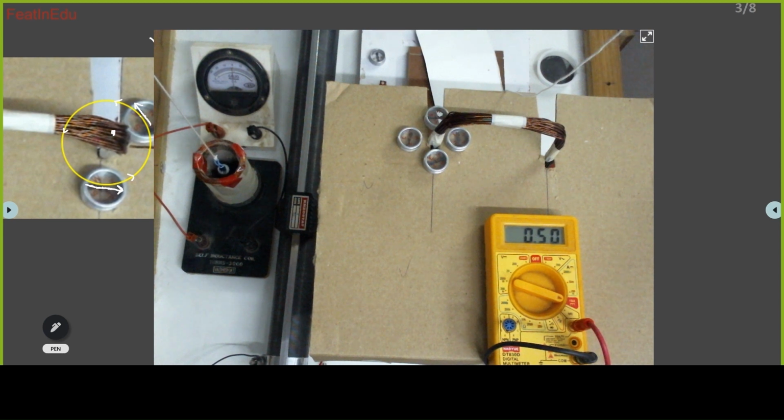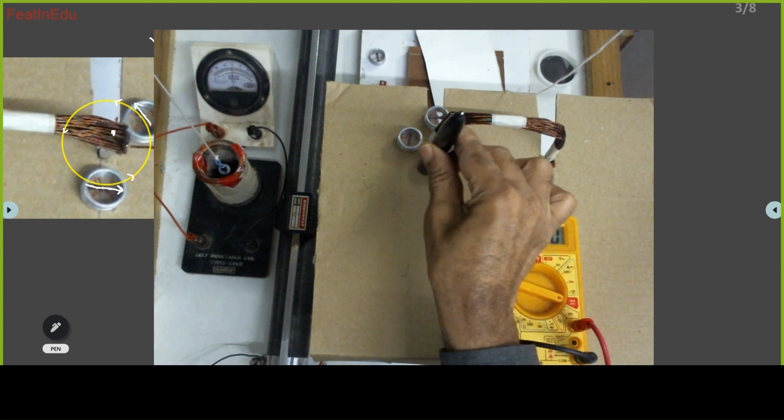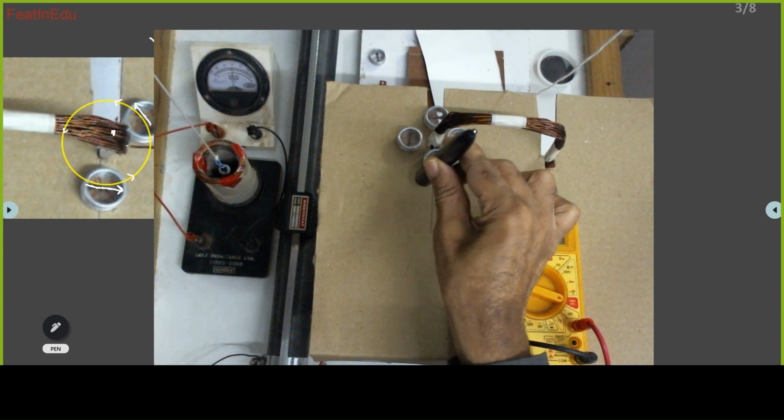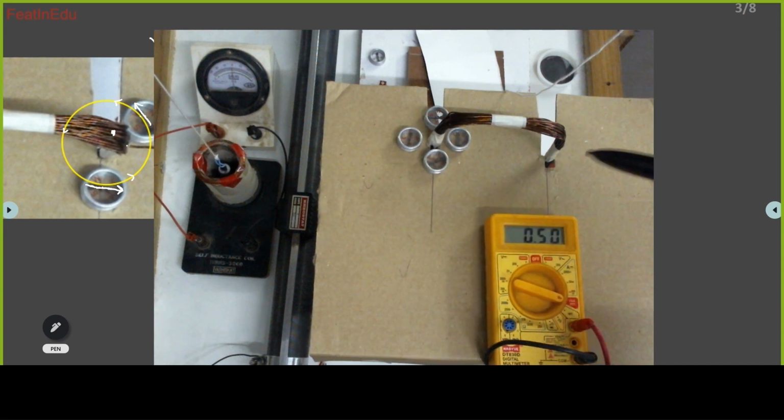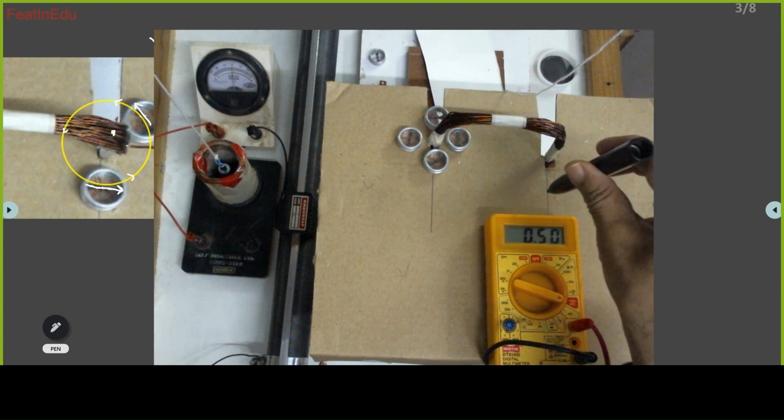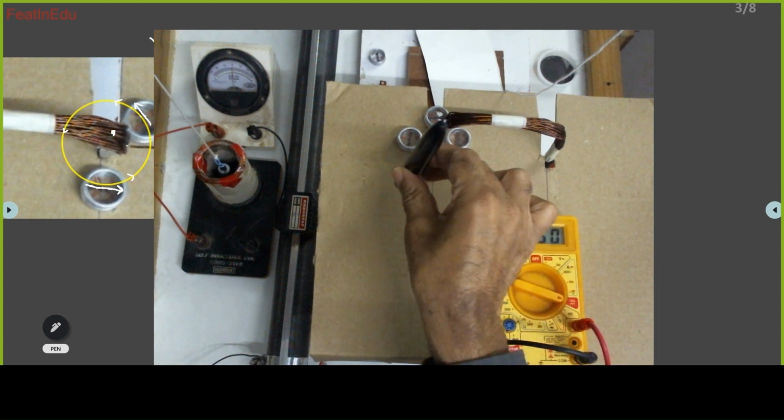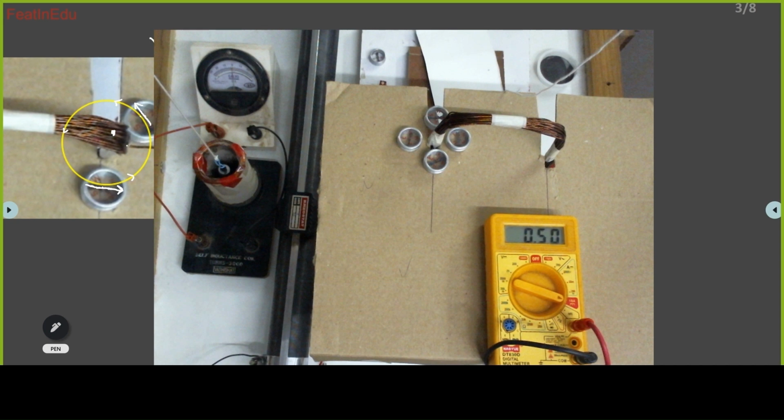So the purpose of this experiment is, what is the direction of the current in this coil? In this coil the current is coming towards you. See, I have got a coil there. So the current is coming towards the upper direction. And in this part of the coil, the current is entering inside. So here it is coming out.